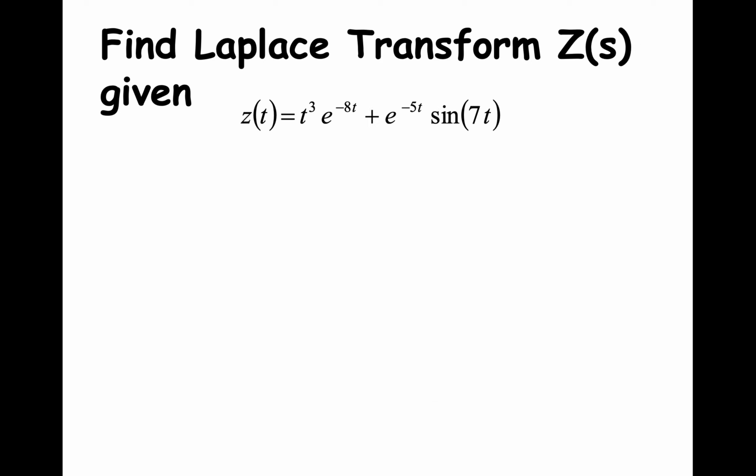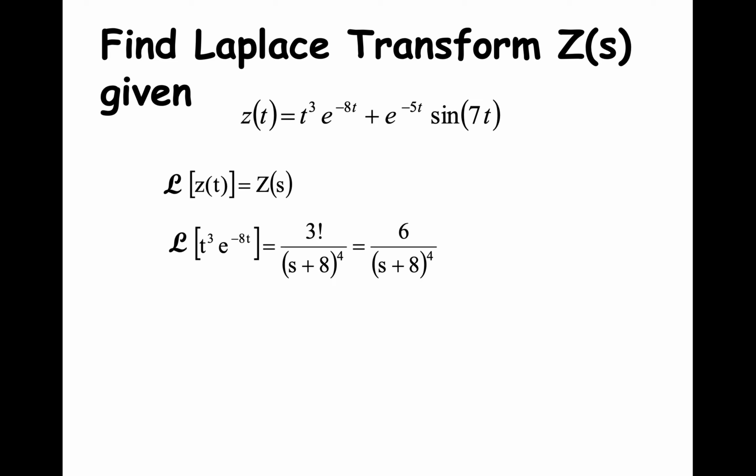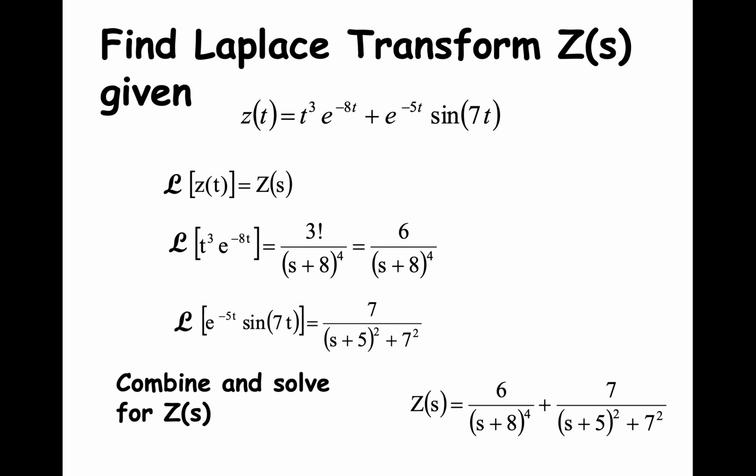The final example is zt equals t cubed times e to the power minus 8t plus e to the power minus 5t times sine 7t. Again, to solve such a problem, we will transform each term using equations in the table. For the first term, we have the Laplace transform of zt to zs. And for the second term, we use equation 17. And for the third term, we use equation 25. And when we combine the terms, we get the expression for zs. In this case, we do not need to use algebra to solve for zs because it is only in the first term.